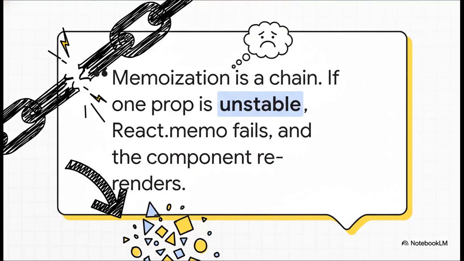So here's the big takeaway. Memoization is like a chain. It's only as strong as its weakest link. If even one single prop is unstable, meaning it's a new function or object on every render, that link breaks. React.memo fails, the re-render happens, and the whole thing was for nothing. It's just too fragile to be the go-to solution for the big problem we're trying to solve here.